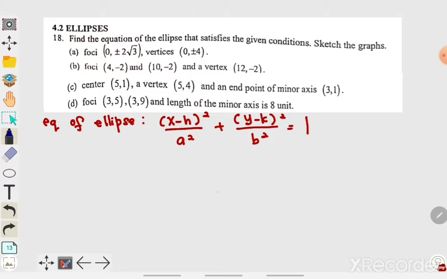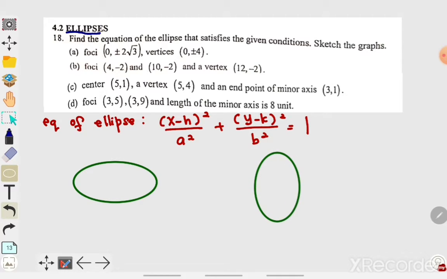Alright, last week we discussed ellipses. The red color shows the standard equation of the ellipse. If we discuss the ellipse, we have two cases: the major axis parallel to the x-axis or the major axis parallel to the y-axis.